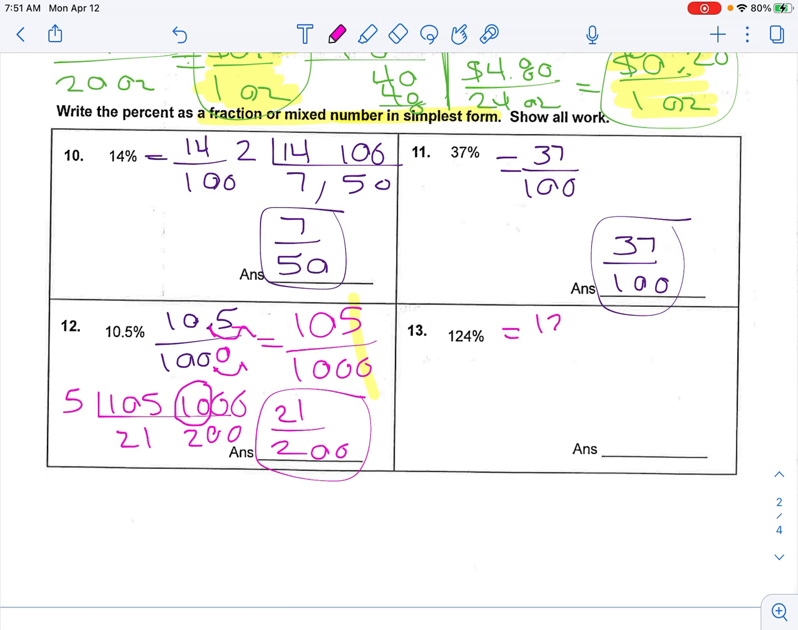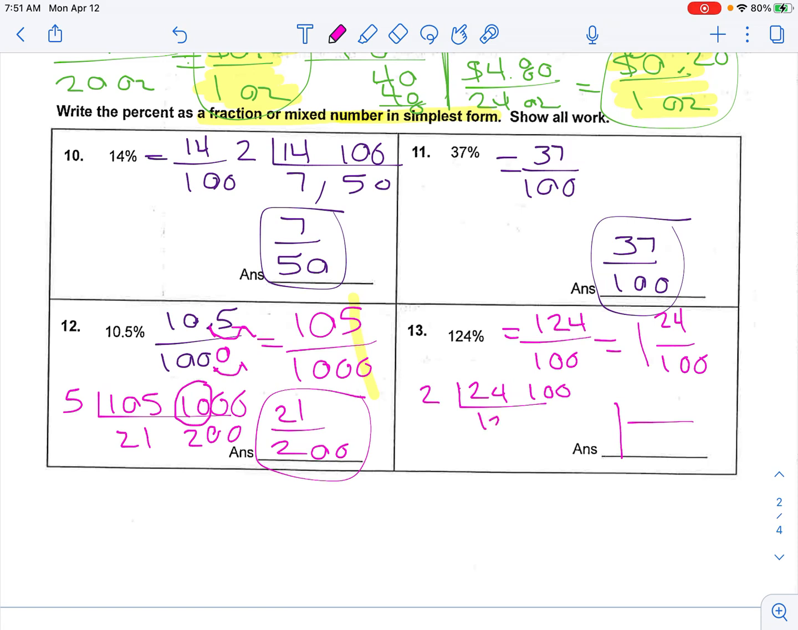124%. A percent is always out of 100. Now, that's improper. If I divide 124 by 100, I get 1 and 24 hundredths. So I know I'm going to have a 1 as a whole number, and then I'm going to have to reduce this fraction. So I'm going to make a division ladder.